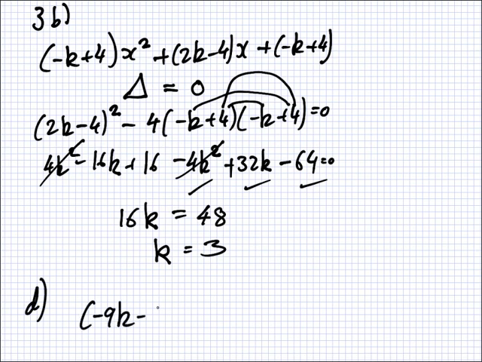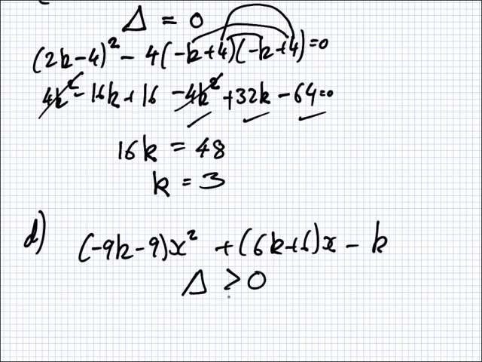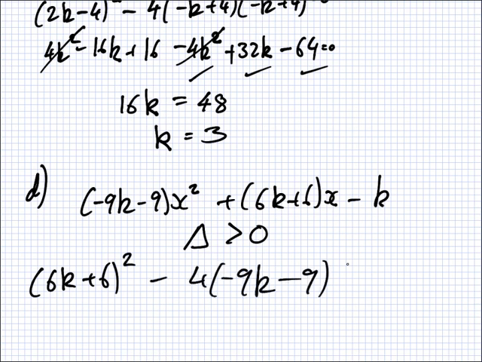Minus 9k minus 9 x squared plus 6k plus 6 x minus k has two roots. So the discriminant is more than 0, bigger than 0. Okay, b squared minus 4ac is more than 0. That's the a, that's the b, that's the c.